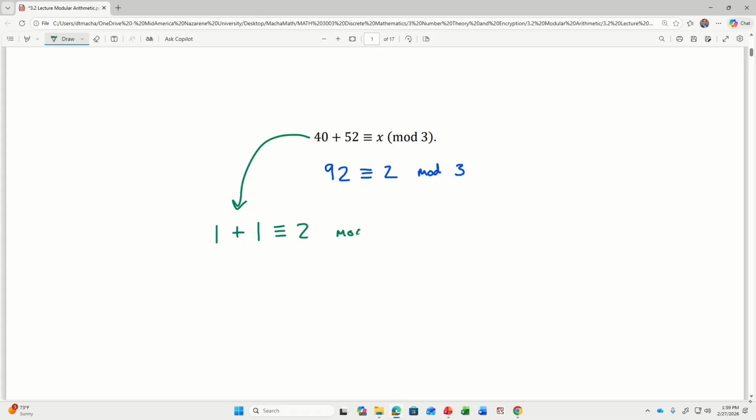And you see, it doesn't matter the order in which we do things. It doesn't matter if I take the mod first or if I take the mod after. Modular arithmetic is flexible in that way. You can decide when to take the modulus.